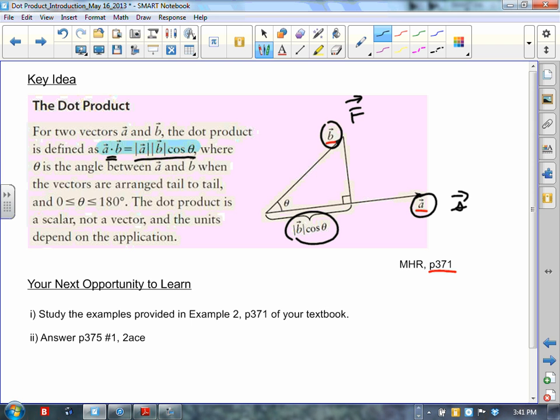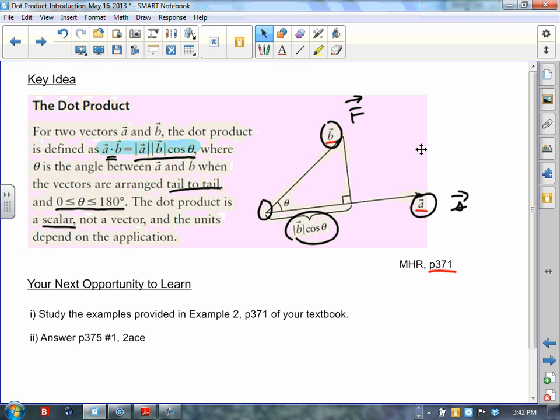Other things important to know: vectors are arranged tail to tail. The domain here of theta will be 0 to 180 inclusive. The dot product is a scalar, not a vector. And the units depend on the application, so track the units you're using. What are the two quantities being multiplied? In this case, Newton meters resulted in units of joules.